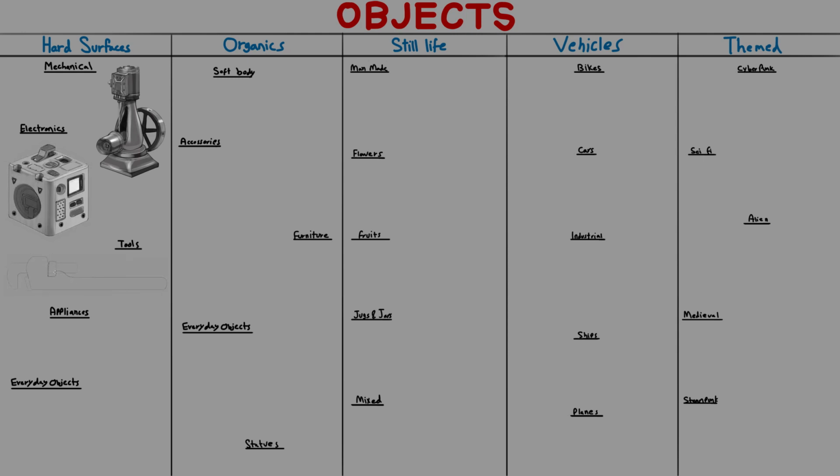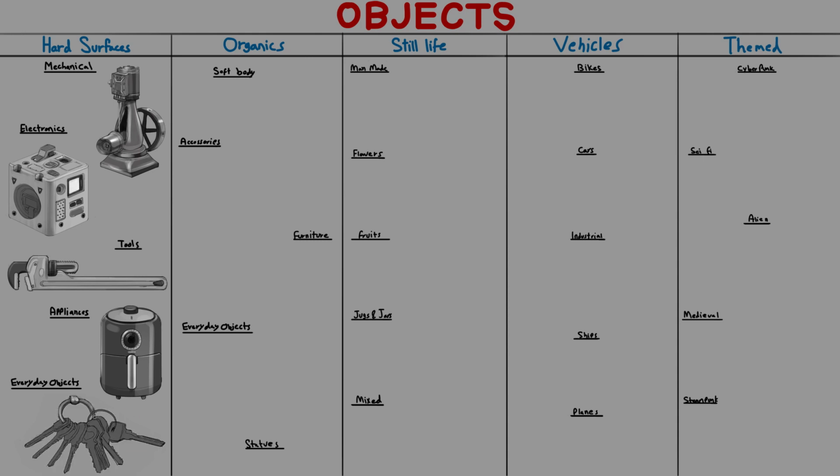Tools, hand tools, painting tools, sculpture tools, all kinds and shapes of tools. Appliances, home appliances, work appliances, kitchen appliances. Finally, everyday objects like keys, pens, kids' toys, and any simple hard surface object you find on your daily basis. These can be great practice to draw and even more satisfying to turn into pretty designs.